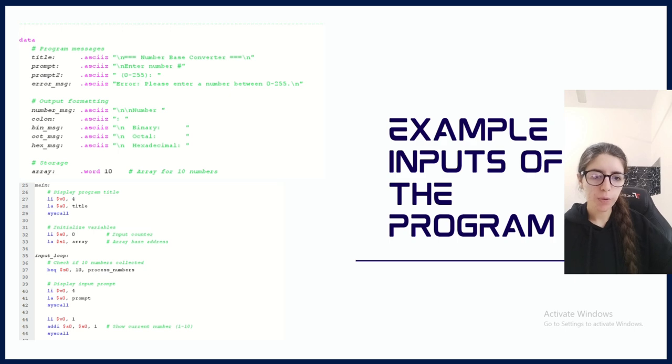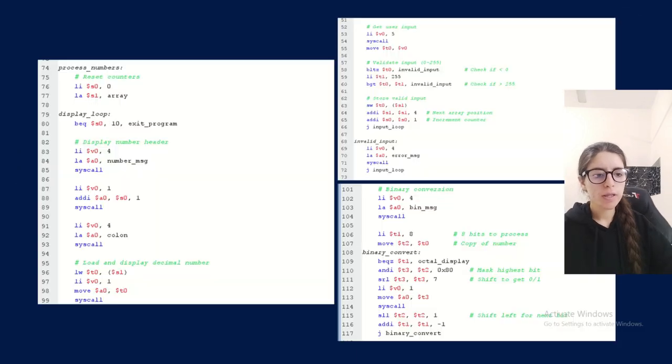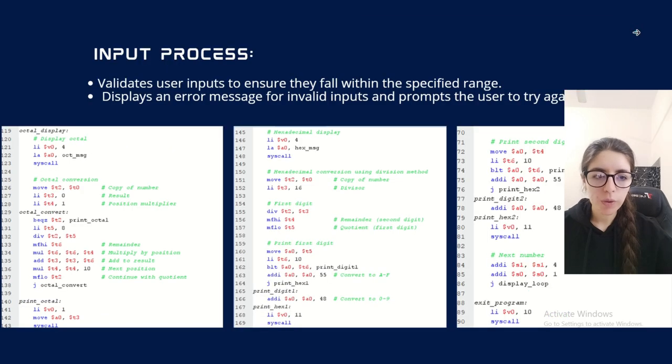Here is a snippet of the code we used. It includes messages for user prompts and error handling, arrays to store the numbers, loops to process and convert the numbers, and system calls to display the results. The program validates user inputs to ensure they are within the range of 0 to 255. If the input is invalid, it displays an error message and asks the user to try again.